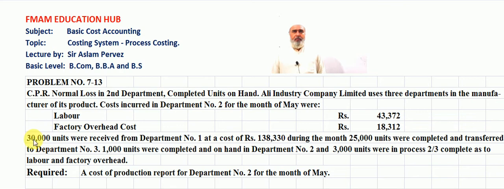Students, 30,000 units were received from department number 1 at a cost of ₹1,38,330 during the month. 25,000 units were completed and transferred to department number 3. 1,000 units were completed and on hand in department number 2. And 3,000 units were in process, 2/3 completed as to labor and factory overhead. Required: a cost of production report for department number 2 for the month of May.